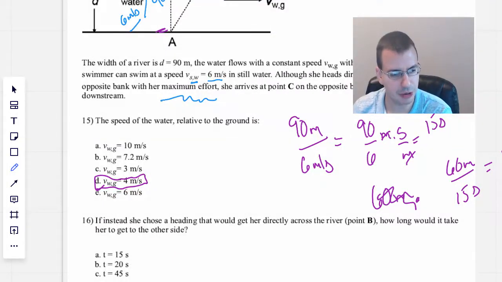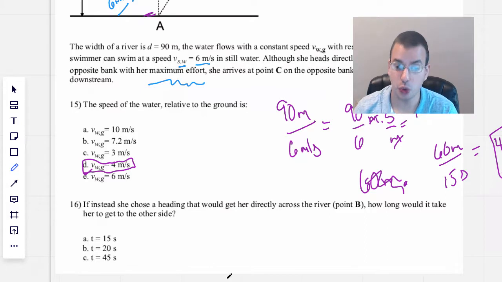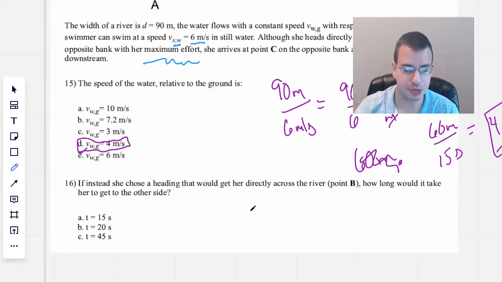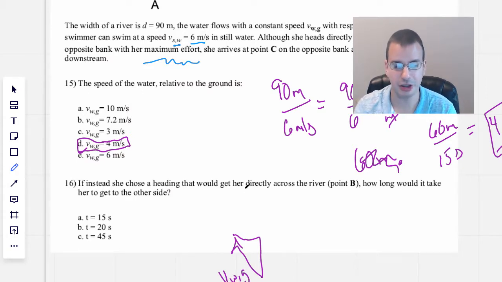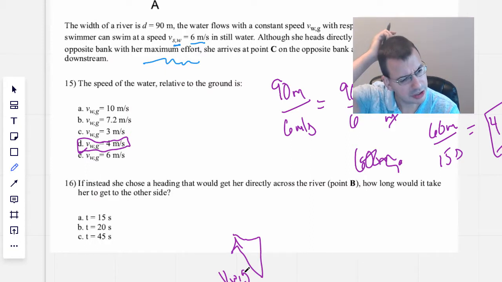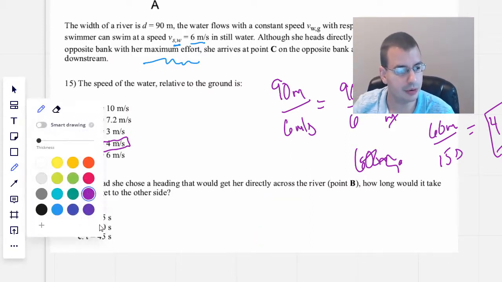Okay, so the next part is, if instead she chose a heading that would get her directly across the river, straight to point B, how long would it take for her to get to the other side? Okay, so now that we know the speed of the water, this is just adding vectors. So we have the velocity of the woman with respect to water, with respect to ground. No, that's not what we want. We want the velocity of the swimmer. There we go.